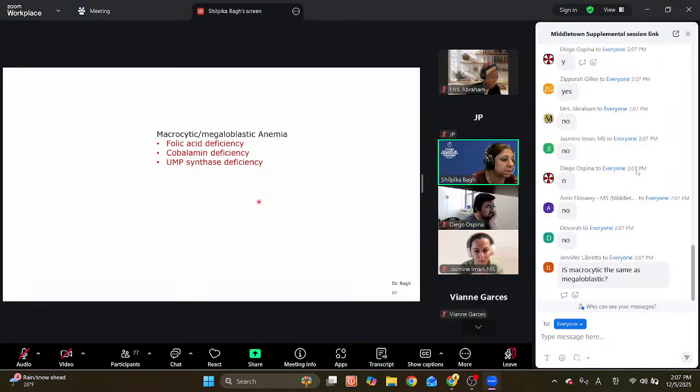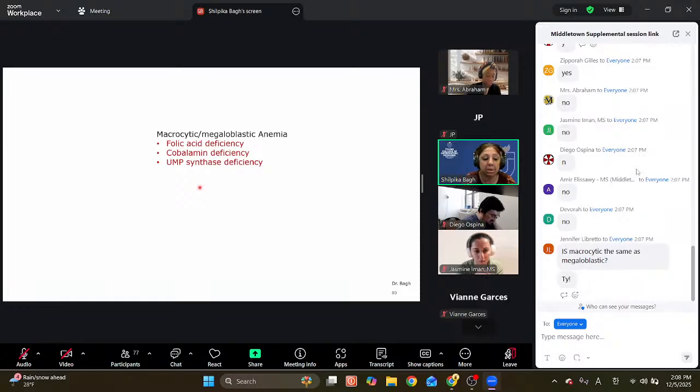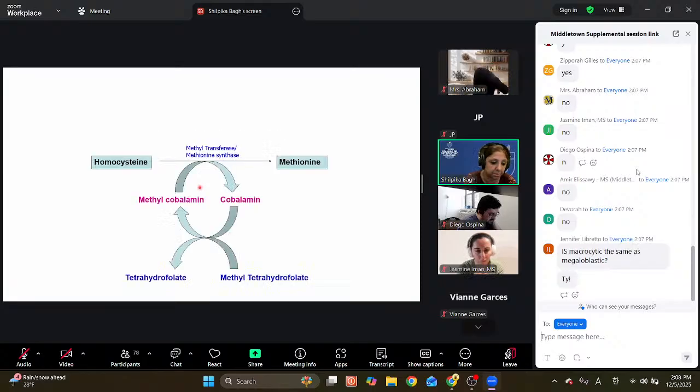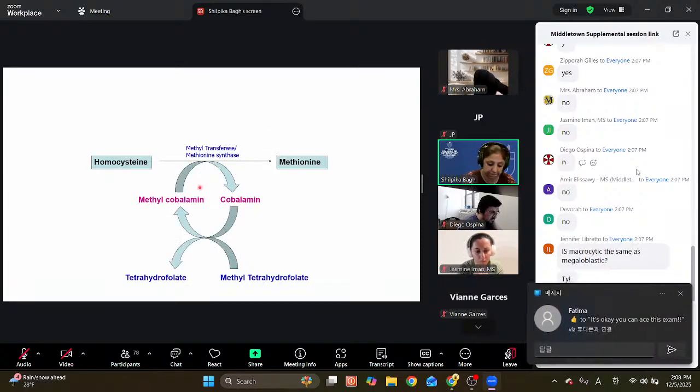Then you go, is it macrocytic? Yes, macrocytic is same as megaloblastic. Macrocytic is based on the MCV. More than 100 femtoliter is macrocytes, but they also are immature cells with large nuclei, so they are known as megaloblasts. So macrocytic and megaloblastic, yes, represent folic acid deficiency, B12 deficiency, and UMP synthase deficiency.